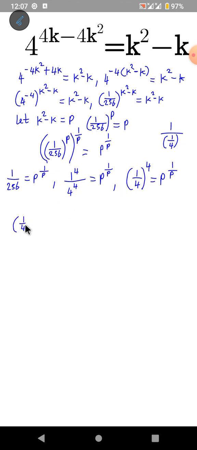1 over 4. Instead of raised to the power of 4, I'll write raised to the power of 1 over bracket 1 over 4, all equal to p raised to the power of 1 over p. Now, this expression here, my next step would be to compare both sides of this equation. If I compare the base, we will have 1 over 4 equal to p. So therefore, p is equal to 1 over 4.